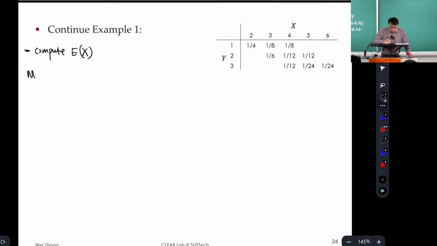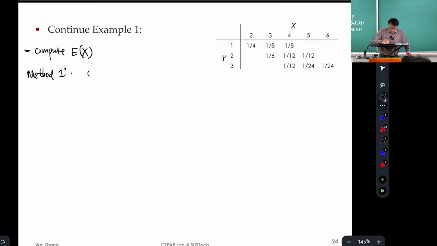Okay, so I can use two different approaches. Method 1, expectation of x. First of all, I need to find the distribution of x, right? So how many values does it take? What's the probability each value occurs? Then you sum them. That's it, right?